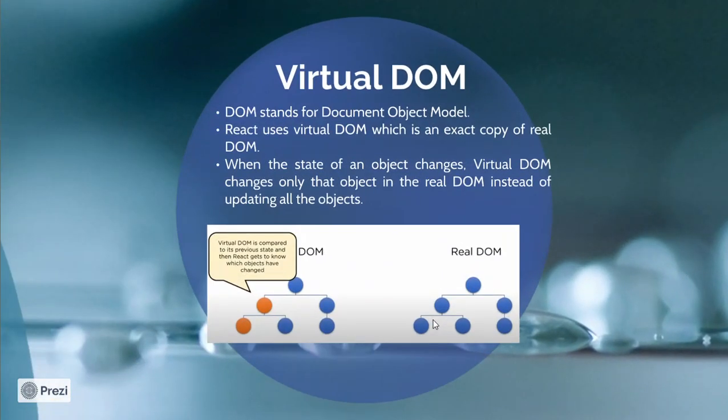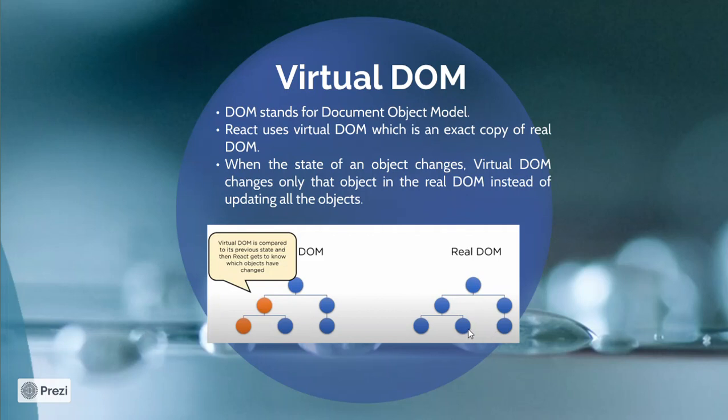Moving on to the next feature, virtual DOM. DOM stands for Document Object Model, which is the way to represent a web page in a structured hierarchy as a tree, and each node is an object. Usually, JavaScript frameworks update the whole DOM at once, which makes the web application slow. React uses virtual DOM, which is exactly a copy of the real DOM generated by the browser.